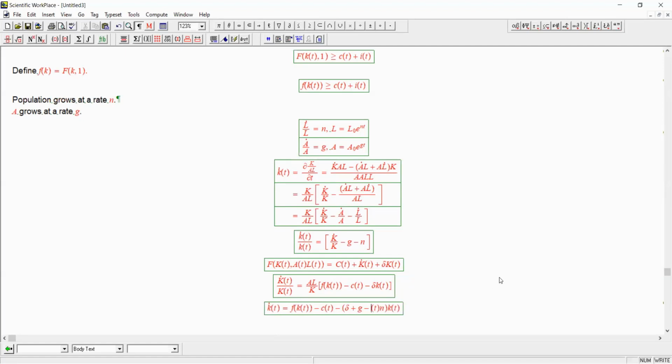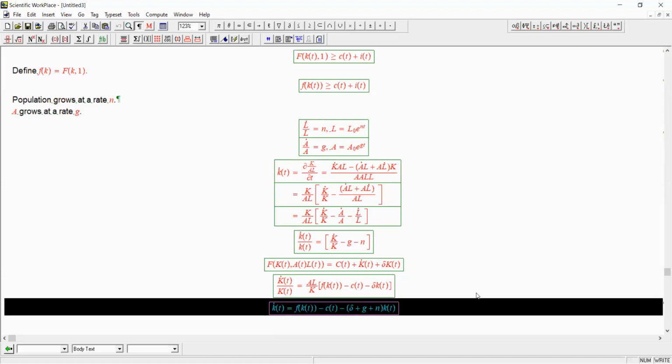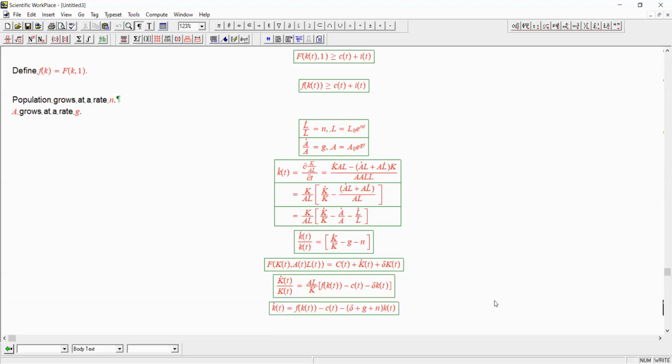To sum up, k dot equals f of k minus consumption minus the sum of delta, g and n times k. So from the production side, we have a differential equation characterizing how capital changes. What's missing, now that we've solved for technology, is the preferences. So now preferences. What are the agents going to maximize?